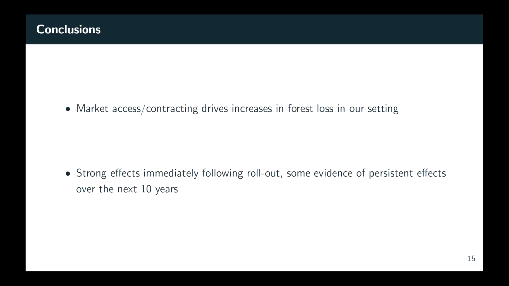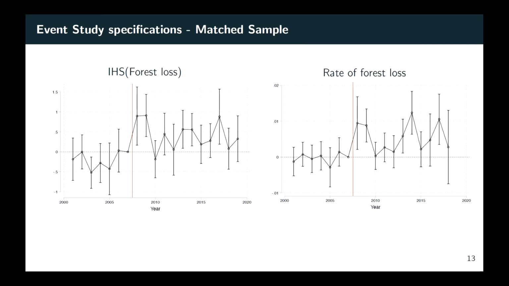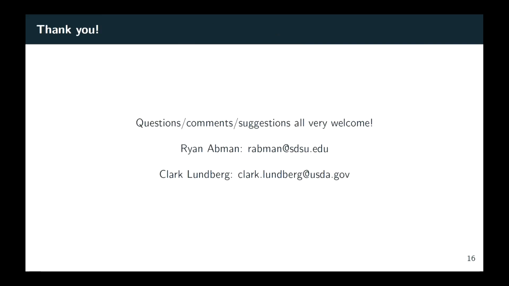And so we don't have any way of validating this, but we speculate that that could be behind some of these subsequent spikes in forest loss, because participating villages have access to these additional credit channels that might facilitate further land conversion and expansion. So that's all I have for now. Thank you very much.